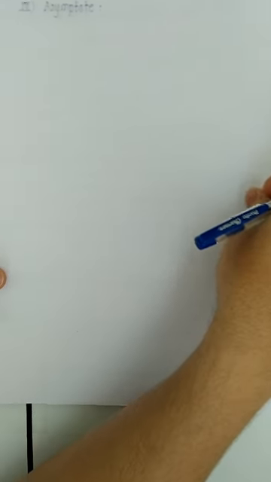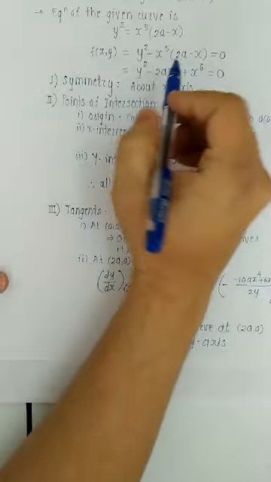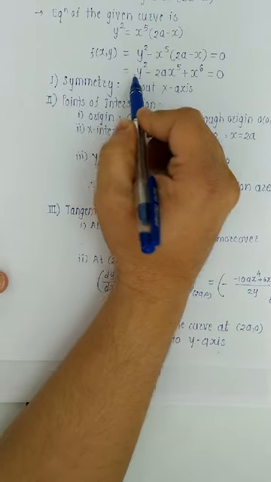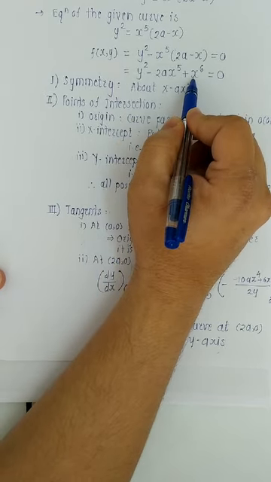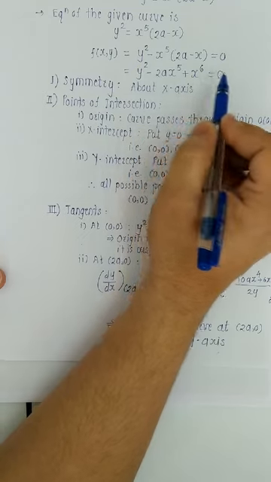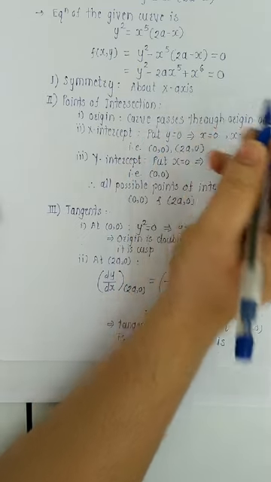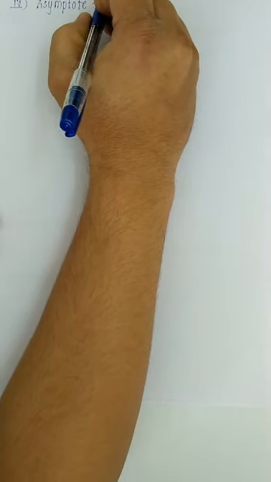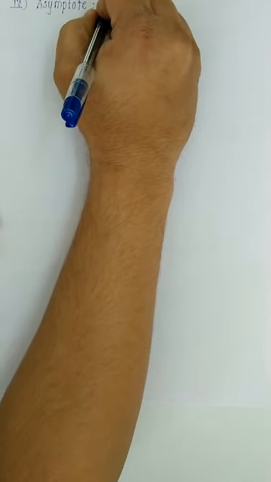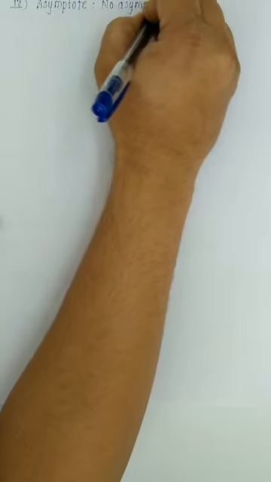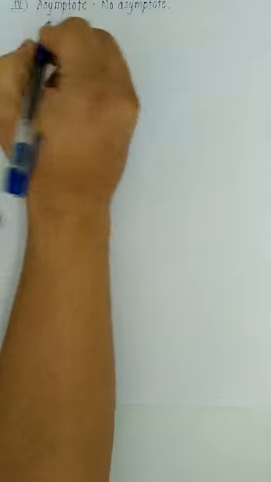If we look at the equation of the given curve in the implicit form, the highest degree term in y is y square, its coefficient is 1, and the highest degree term in x is x raised to 6, its coefficient is also 1. If we equate them to 0, we get 1 equal to 0, which is absurd. So our conclusion is the curve does not have any asymptote parallel to the coordinate axes. So, no asymptote. The curve does not have any asymptote.